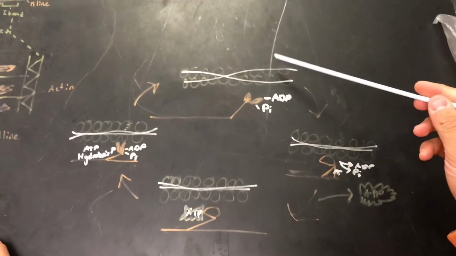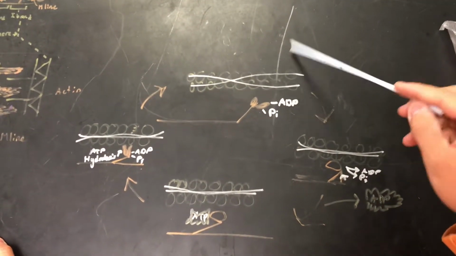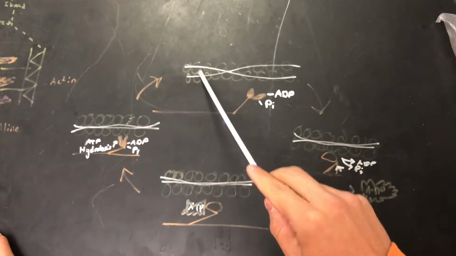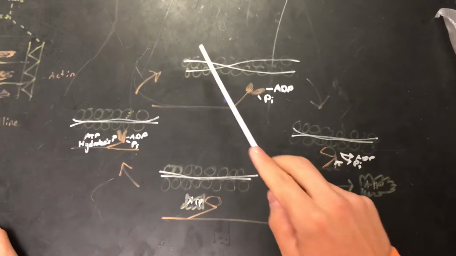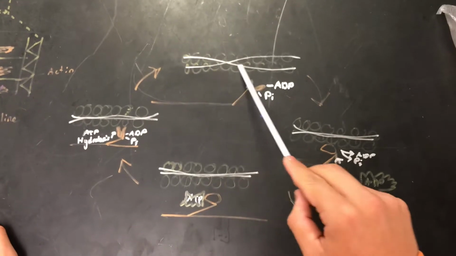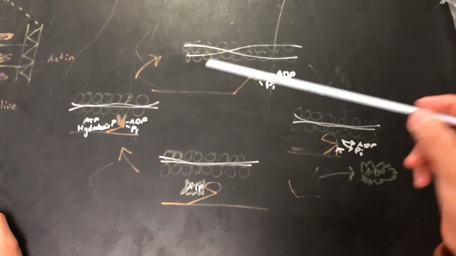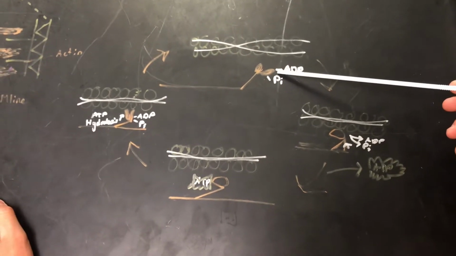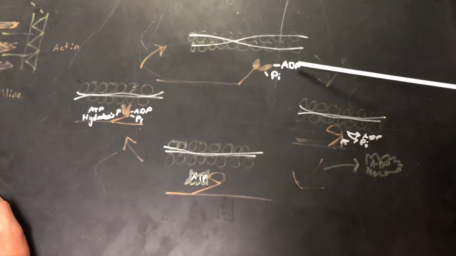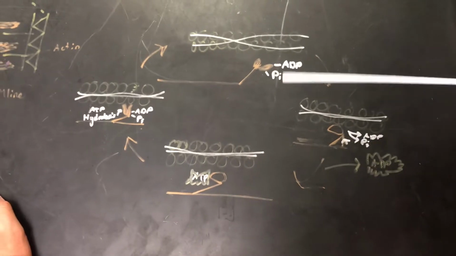So when calcium reaches inside the myofibril, what happens is that it connects to the troponins that are out here so that the tropomyosin can relax, opening up the actin binding sites. Right here, the myosin head is in a cocked position with ADP and an inorganic phosphate.